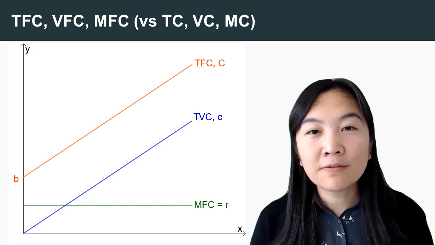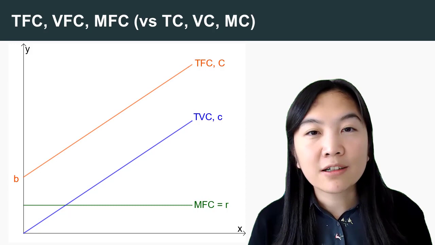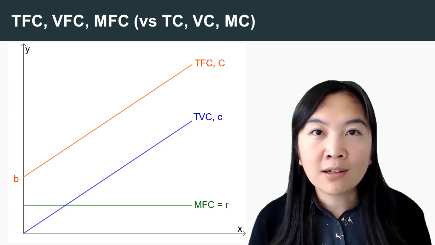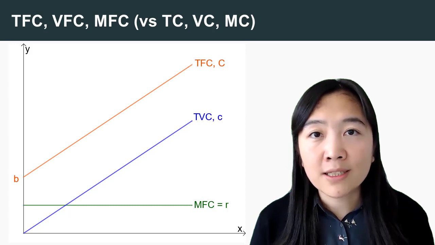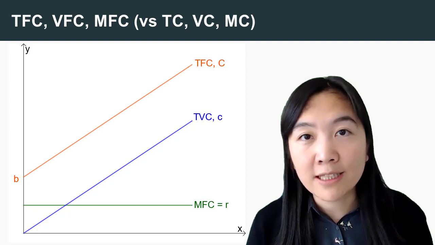And marginal factor cost, again, if we make the assumption of price taker, we can find out that it's a constant equal to r, and in the graph it's a horizontal line. This is similar to the output price, which is also a horizontal line.